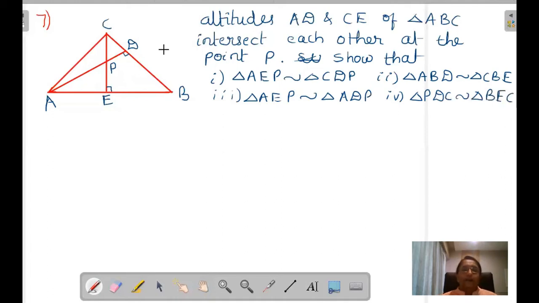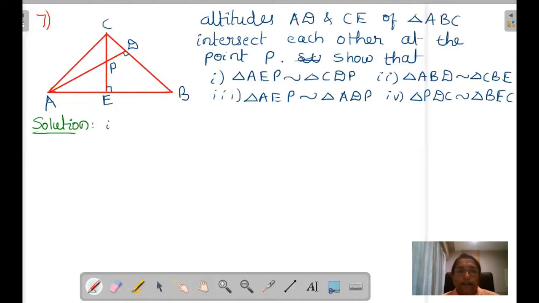Okay, so here given that ABC is a triangle, AD and CE are the altitudes. AD is an altitude which is drawn from the vertex A to CB. It is a perpendicular drawn to CB from the vertex A. Similarly, CE is the other altitude. They both intersect at the point P. It is given. Then what we have to show? Let us consider the solution here. First, what we have to prove?